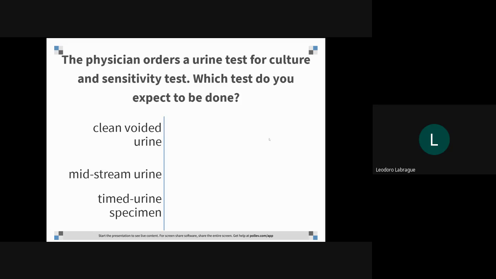I only see one student answering. Okay, Rafida says clean voided. Suha answered clean catch. Shaika answered midstream. Buthaina answers clean catch. Warda says midstream.